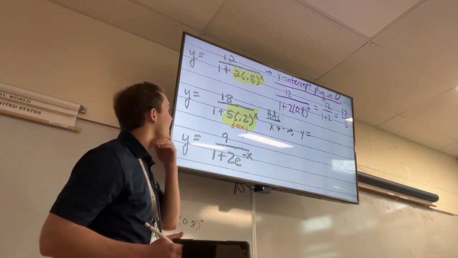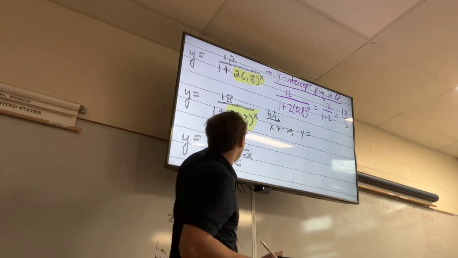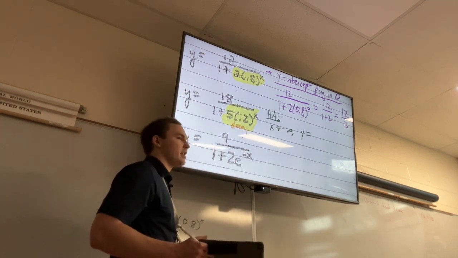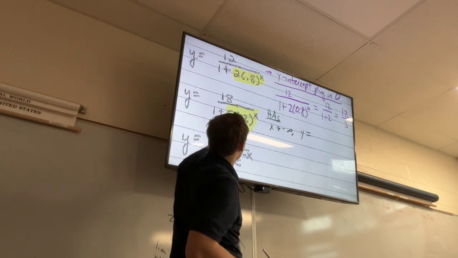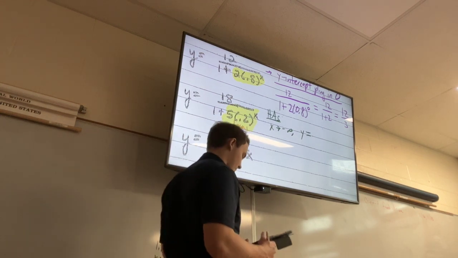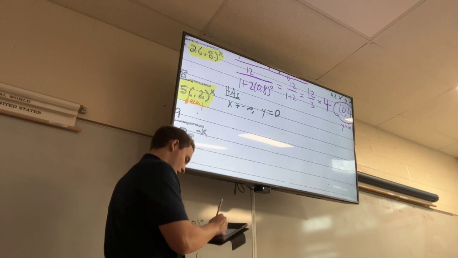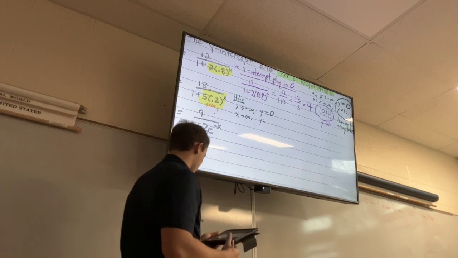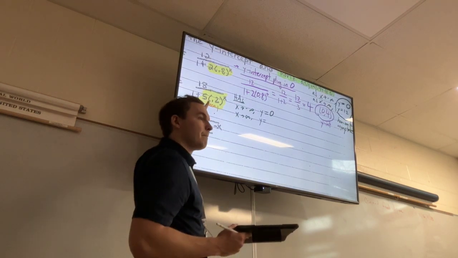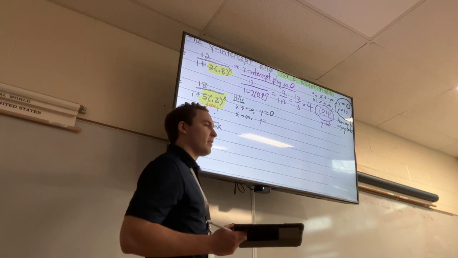JJ, you know what y equals as x goes to negative infinity? 0. So this yellow part goes to what? As x goes to negative infinity, the yellow part goes to infinity. Good job. And as x goes to positive infinity, Alberto, what does y equal? For this one, what's my horizontal asymptote as I go to the right forever?